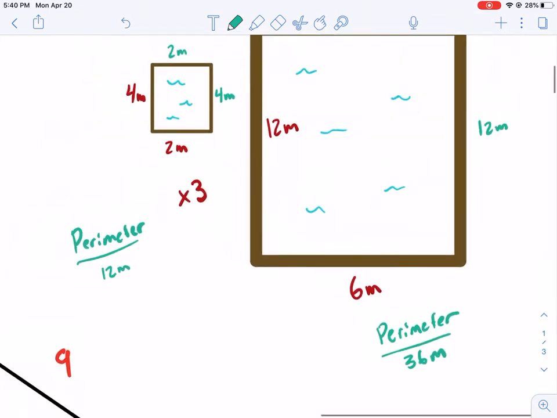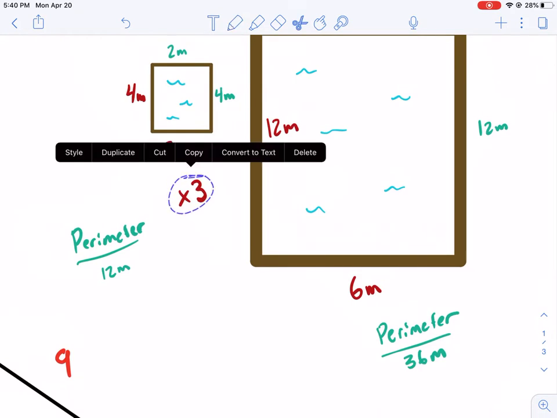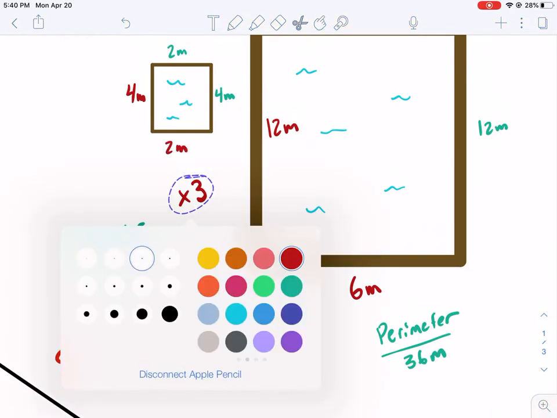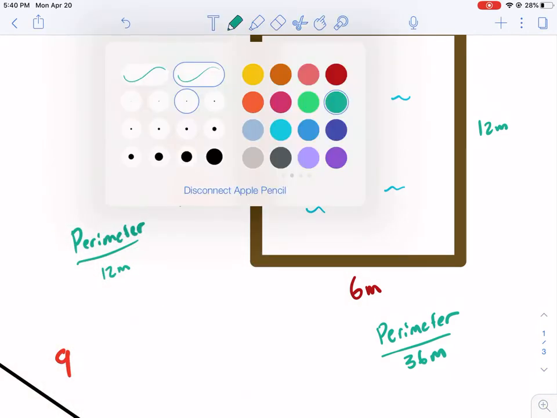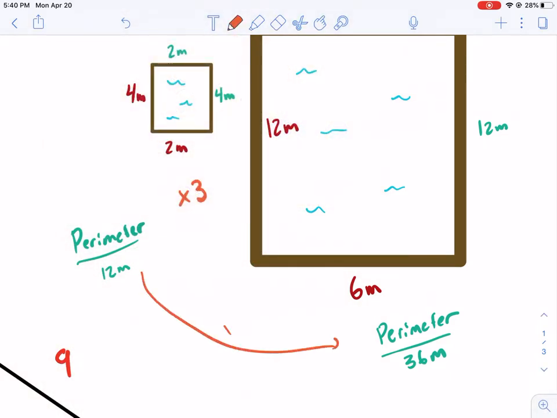So remember, we used this times 3 earlier. Let's make it a little bit different. Let's make it orange. Is that the same scale factor that the perimeter undergoes? Yes. The perimeter is 3 times bigger in the new pool than it was in the original.